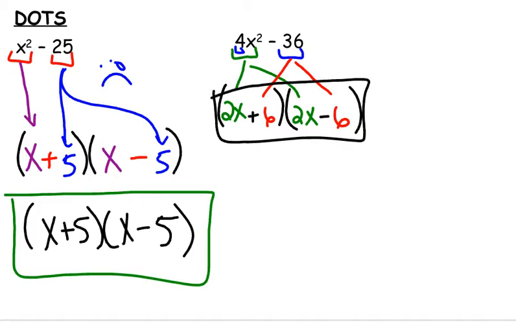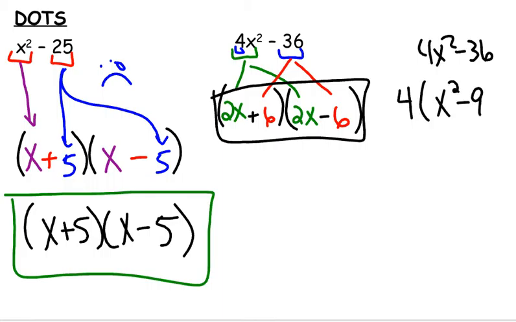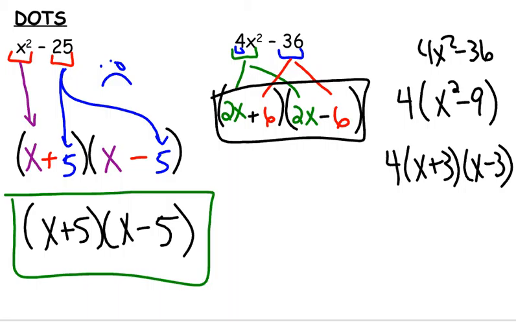The other thing that you could have done is you could have started with your 4x squared minus 36. You could have factored out a 4, and you'll have x squared minus 9. And so then this will be a 4 times x plus 3, x minus 3. Okay? It ultimately depends on what you're trying to do with the problem, whether you want to factor it just to factor it, or if you want to factor it to solve it. So either one will work for us for the time being.